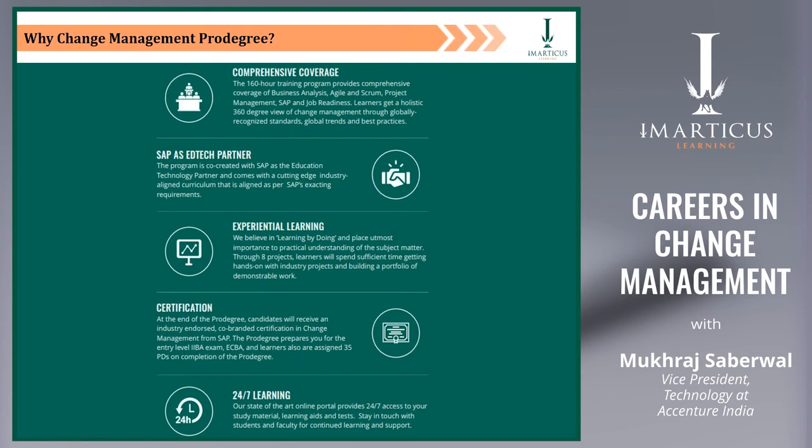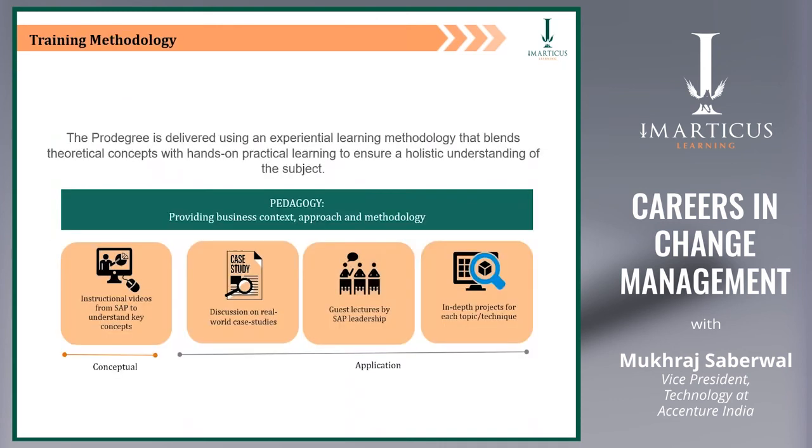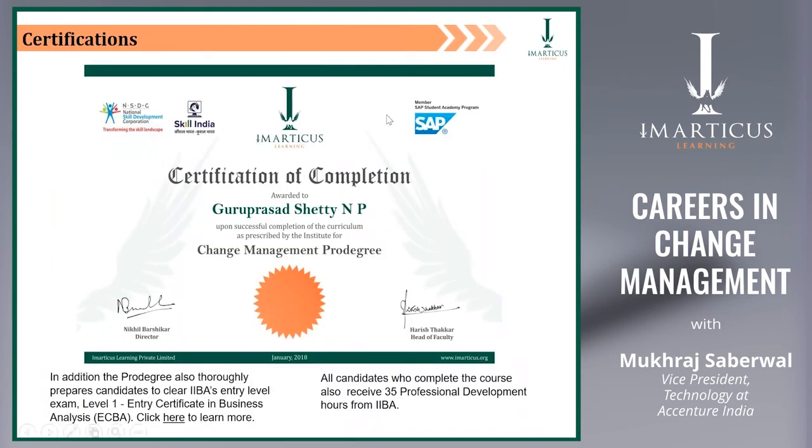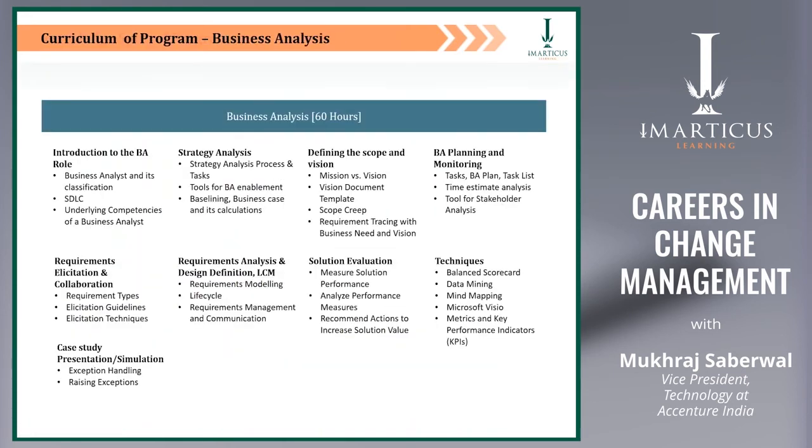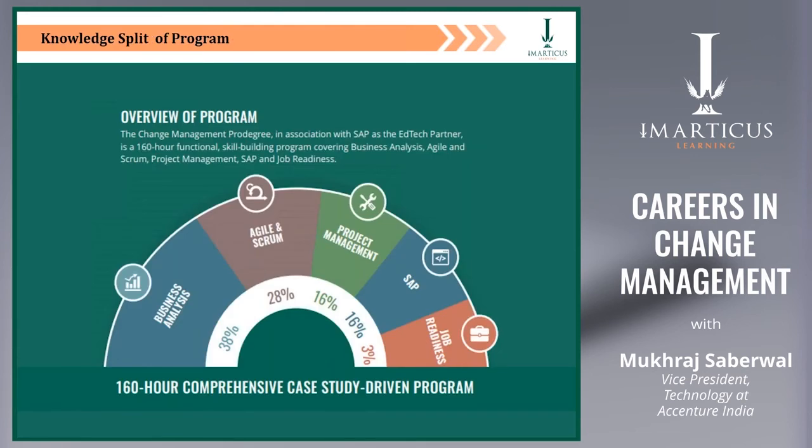It is a 160 hours course: 40 hours of videos and 120 hours of typical online or classroom sessions, spread over about 4 months. The largest component, almost 40%, is business analysis. 30% is approximately on the agile and scrum part. 15 to 20% is on the project management side, and 15 to 20% is on the SAP side. And I will tell you the details of all these components that you will be enabled on.